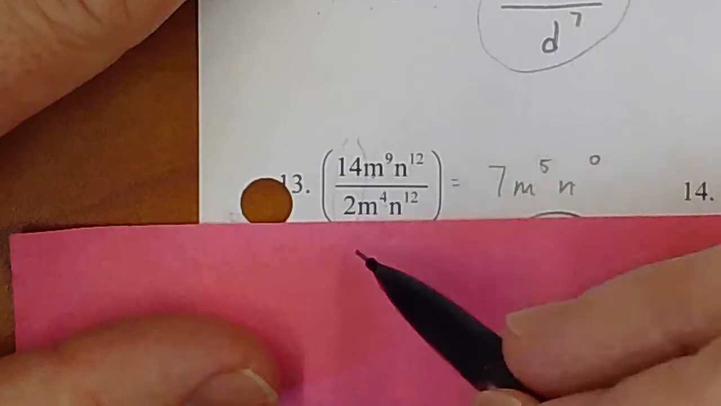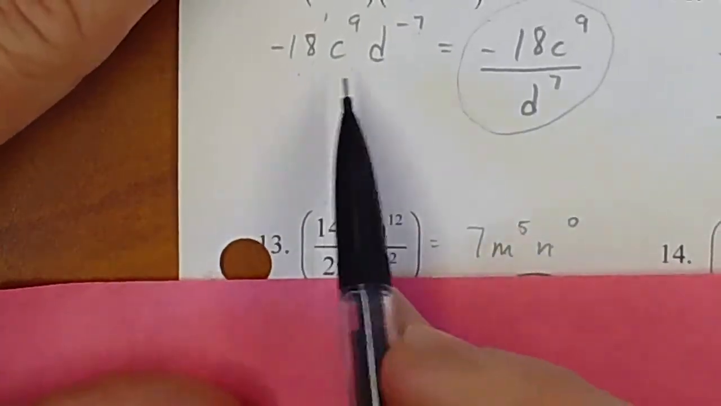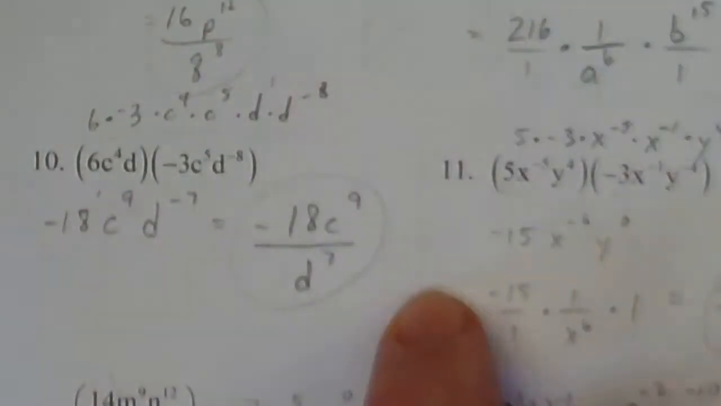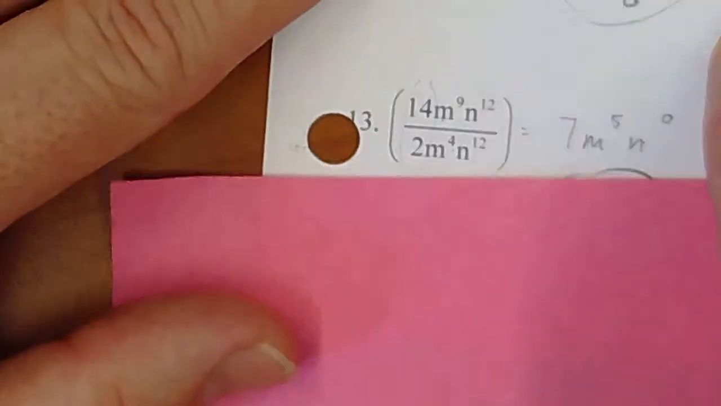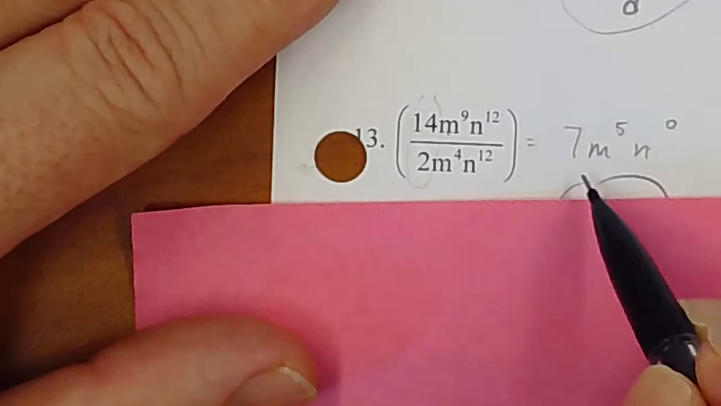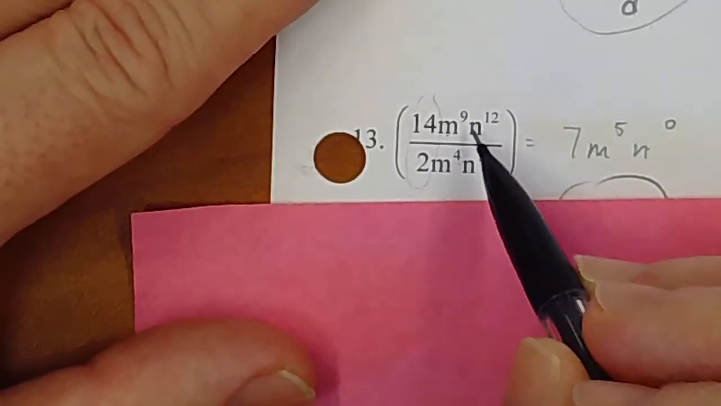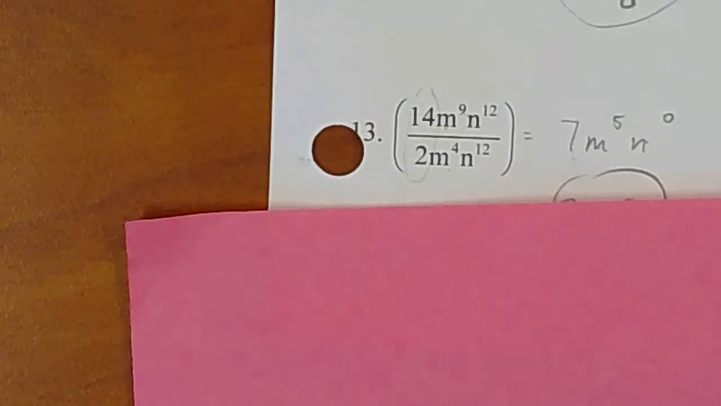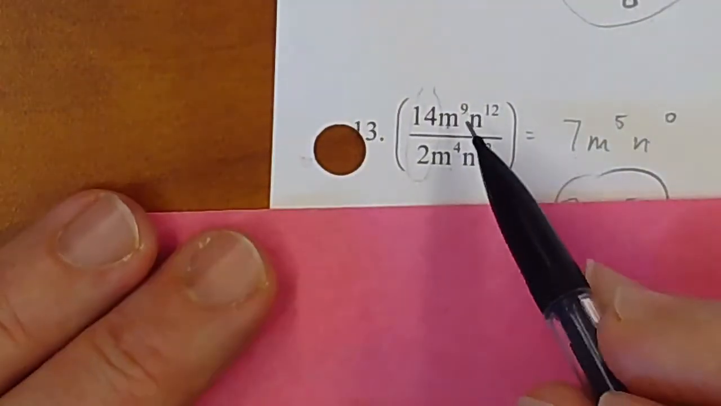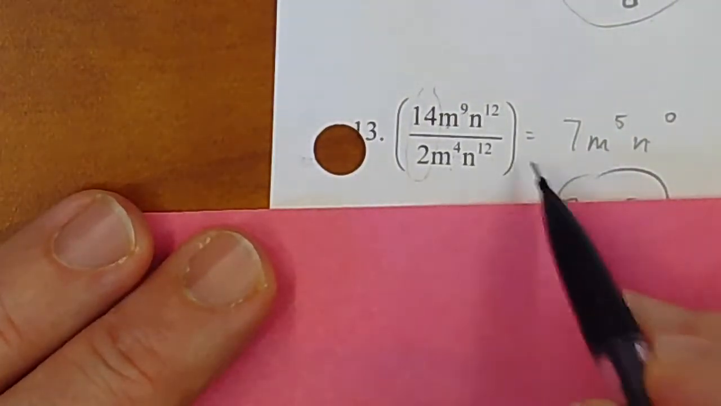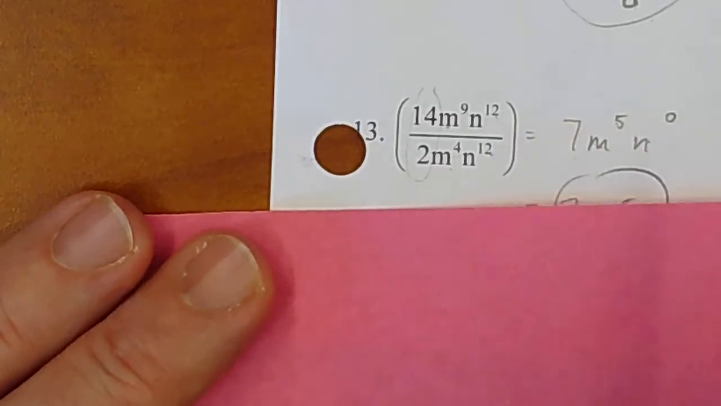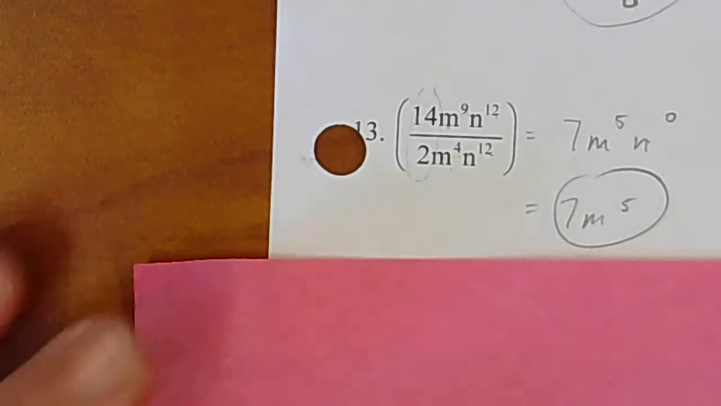All right, when you have multiple division problems, treat it just like you did on 10 and 11, like multiple multiplication problems, right? So just take it one at a time. 14 divided by 2, what can we do with that? 7. What can we do with m to the 9th over m to the 4th? We can subtract these exponents as the rule states above. So that's m to the 5th, and here I get 0. Anything to the 0 power is 1, so that would be our last step for 13.